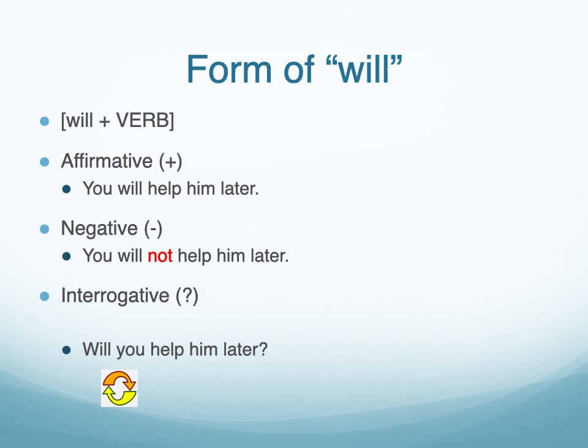And looking at the interrogative, what we do is take the words you will and switch them around. We change the place. It's very similar to using does in the present tense. Like he does becomes does he, or you do becomes do you. So it's the same thing as that, but just with will you. You will in the affirmative, we change the order and it becomes will you help him later in the interrogative. So that's how you form will in the affirmative, negative, and interrogative.